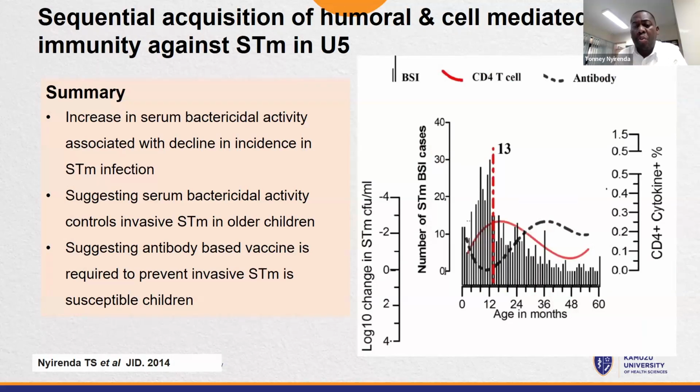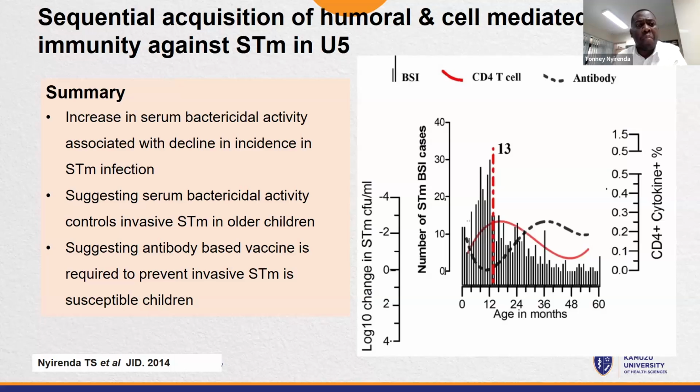Now, we attempted to superimpose the kinetics of the antibody-mediated immunity, but also the T-cell-mediated immunity, with the cases that I'd shown you earlier. What you have as spikes in black are the cases. What you have in lead is the CD4 cytokine production, and what you see in dashed lines is the serum bactericidal activity mediated by the antibody. And what you see is that at the time that you have got a dip in the serum bactericidal activity, that's when you have got a peak in disease. But also that's the time that you've got a peak in the CD4 cytokine production.